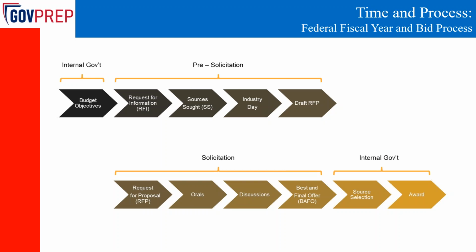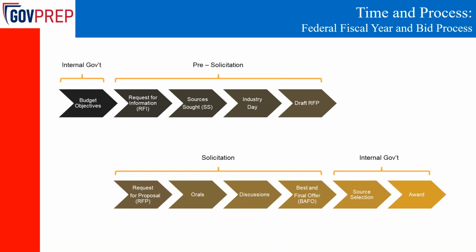Sources sought shifts the conversation from stuff to companies. So in the RFI phase, the contracting officer is looking at stuff. They're looking at the services that can be offered or the products that can be purchased, or that level of detail. In the sources sought phase, now the contracting officer is looking at what companies can actually provide that service.